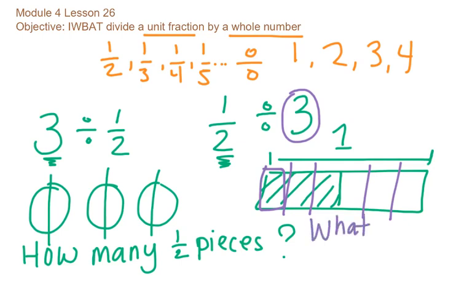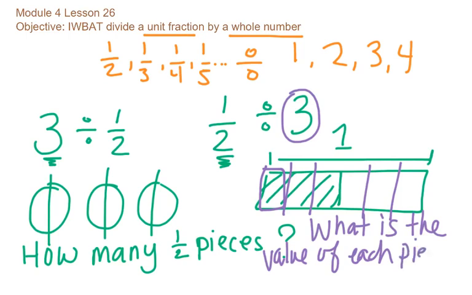What is the value of each piece? And so the value of each piece would be, if there's 1, 2, 3, 4, 5, 6 pieces total, it would be 1/6, right? So here you have 6 pieces that are 1/2. Here, what we're looking at is each piece of 1/2 divided by 3 is valued at 1/6.